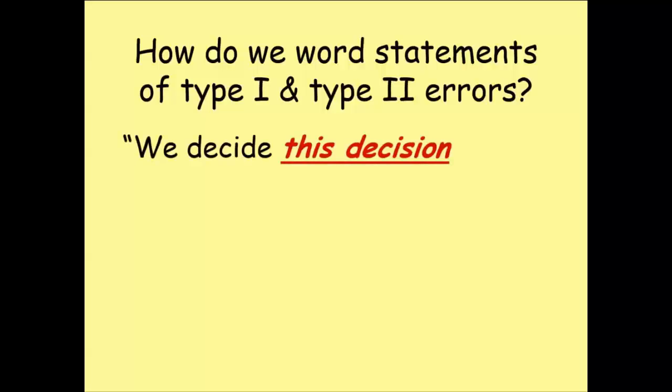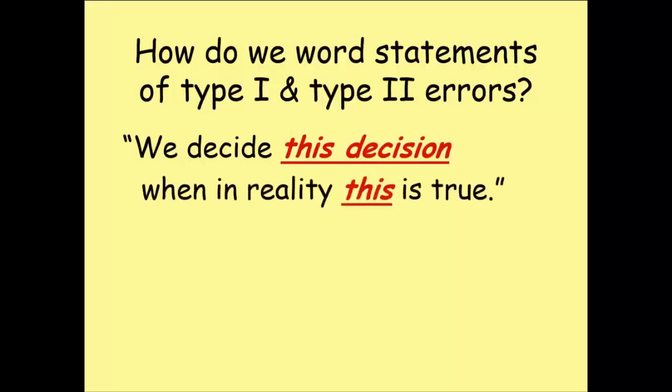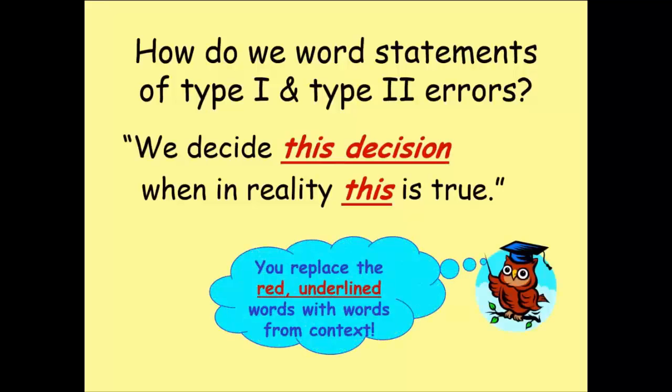So we start off by saying we decided this, when in reality the other thing was true. So we state the thises in terms of context of our null and alternative hypothesis. Okay.